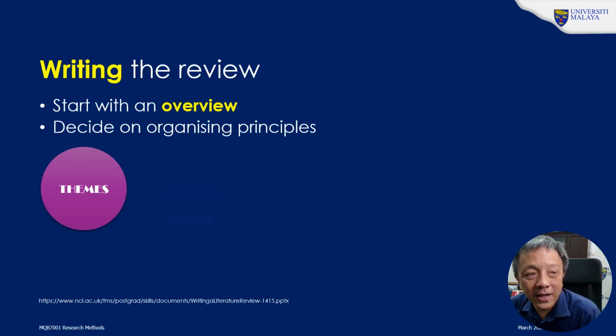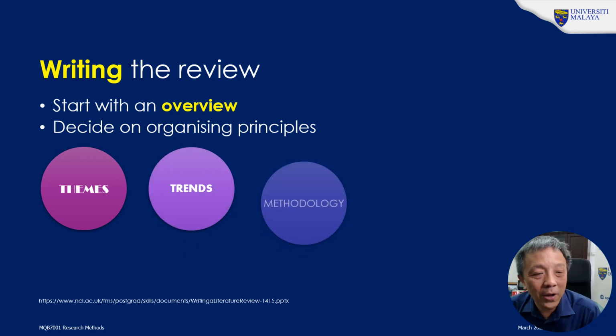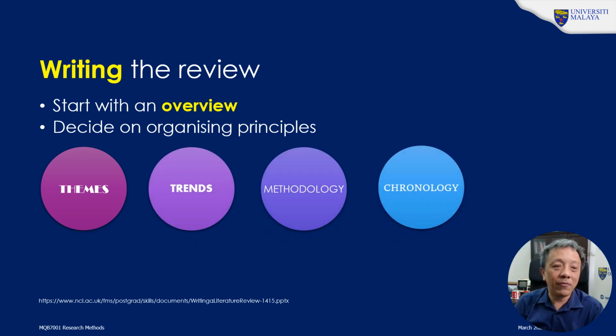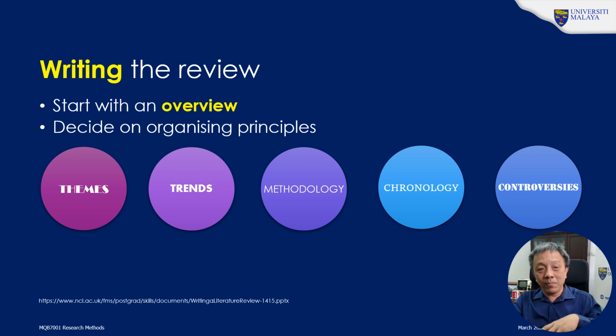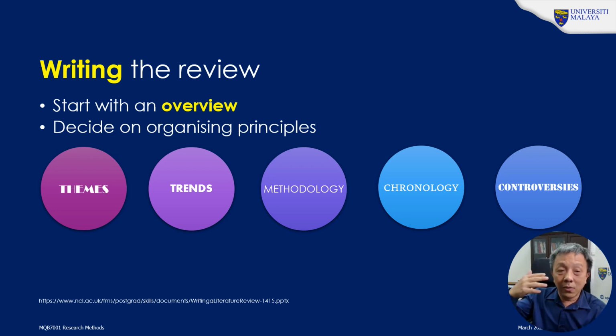Now let us start to write a review. So how do we write a review? We start from an overview, the idea, to think of how you want to look at the whole idea. You can look at themes, as we mentioned, trends, methodology, chronology, or controversy. So decide how you want to write. Discuss with your supervisor how to write a good literature review.